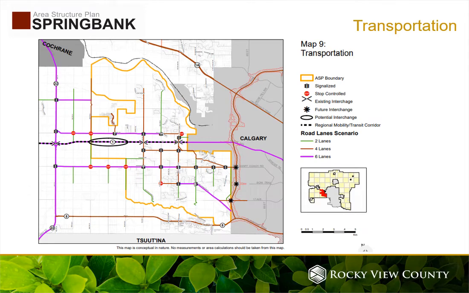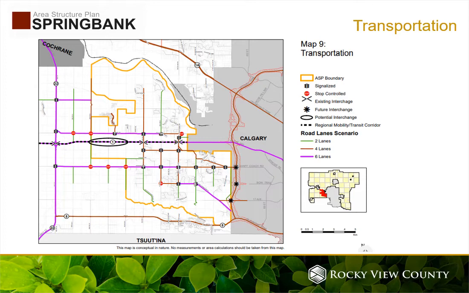Now let's turn to the technical considerations. The County has prepared the Springbank Transportation Network Analysis. The plan identifies regional and local infrastructure needed to accommodate new growth. This map details the ultimate road network that would be required to accommodate regional growth plus the ASP-related development envisioned in the plan. It identifies the number of lanes and required intersection improvements.